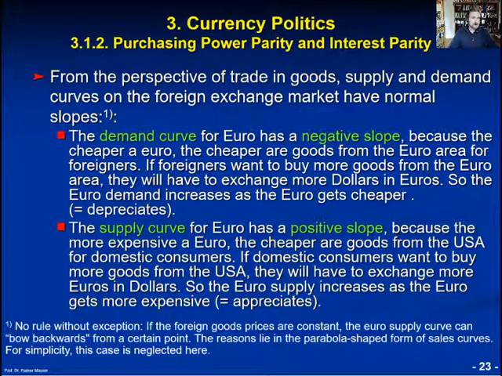The supply curve for euro has a positive slope because the more expensive the euro, the cheaper are goods from the USA for domestic consumers. If domestic consumers want to buy more goods from the USA, they will have to exchange more euros in dollars. So the euro supply increases as the euro gets more expensive.